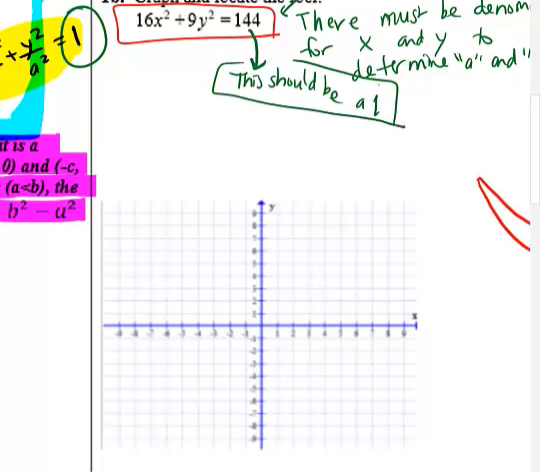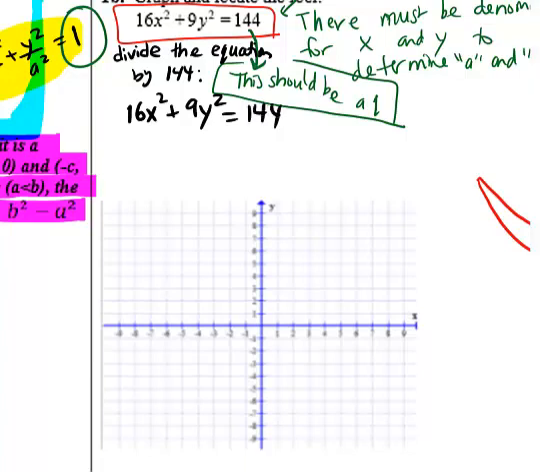Because if it's not a 1, it definitely doesn't look like the equation of an ellipse that we're supposed to see. But we can make it a 1. I'm going to divide the entire equation by 144. I think that'll produce denominators on the left, which is what we wanted, and a 1 on the right, which is what we wanted. So I've got 16x squared plus 9y squared is 144. We're going to divide the whole equation by 144, so each individual term is divided by 144.